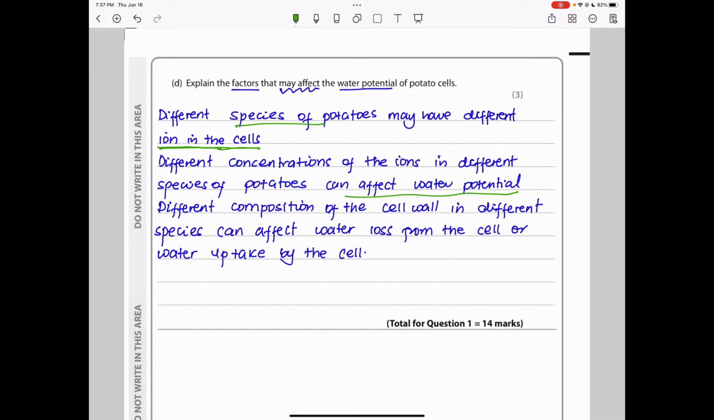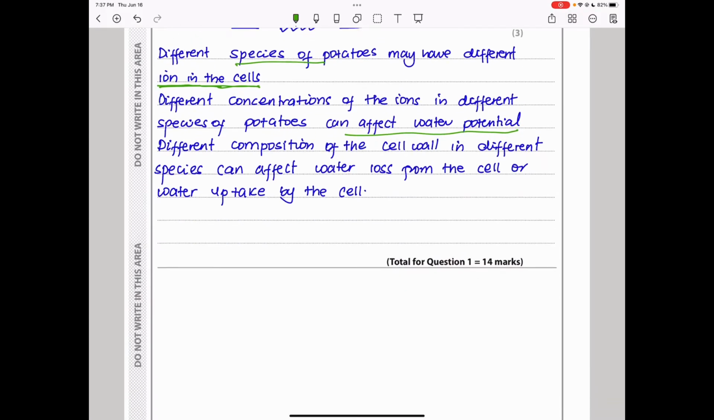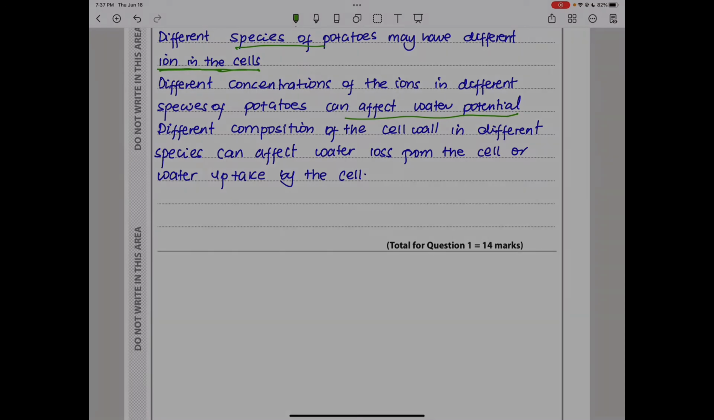So if in one cell wall there are many aquaporins or channel proteins for water, while in another there are fewer, it means the one that has more could have more water coming in or leaving out, and the other, if it has fewer, could allow less water to come in. So this brings us to the end of question 1. Let's go to question 2.